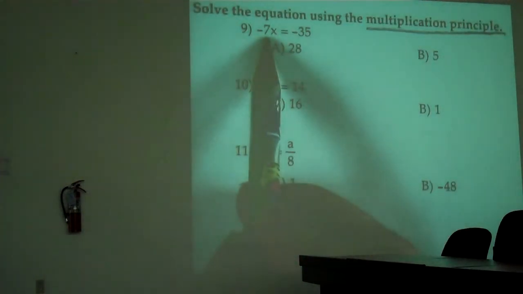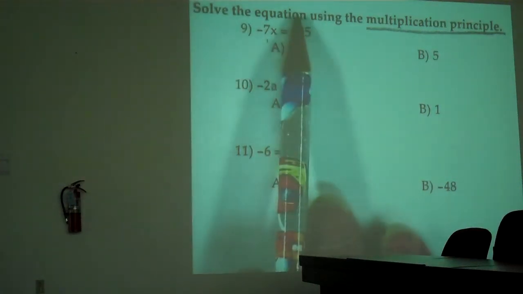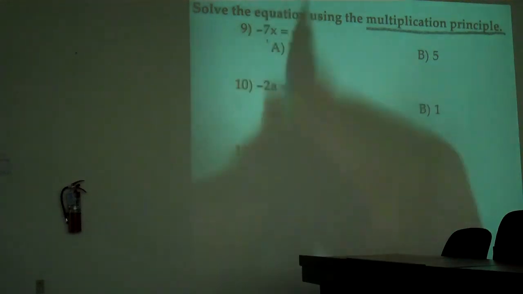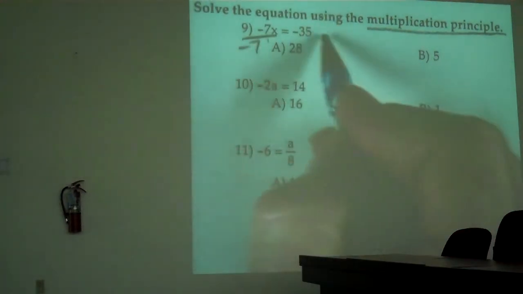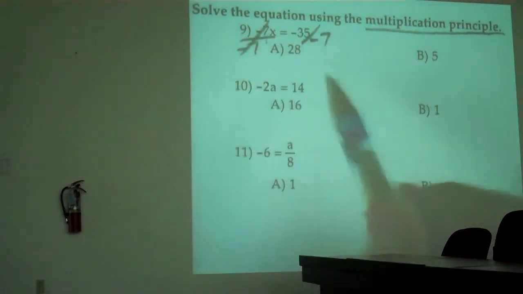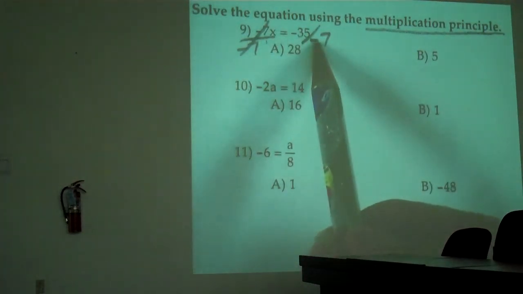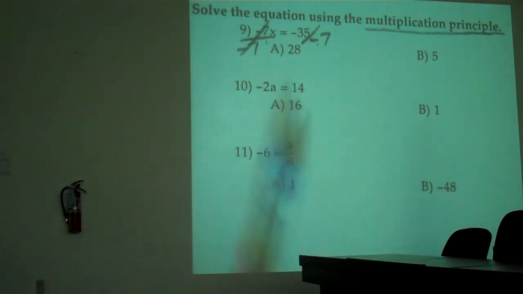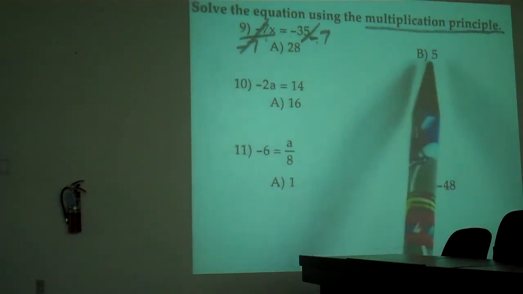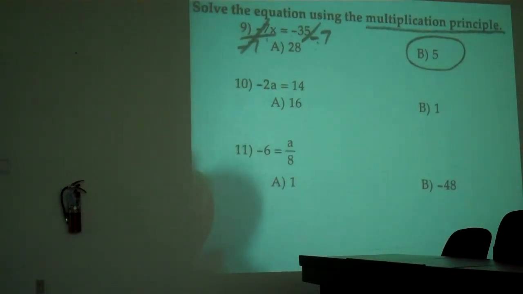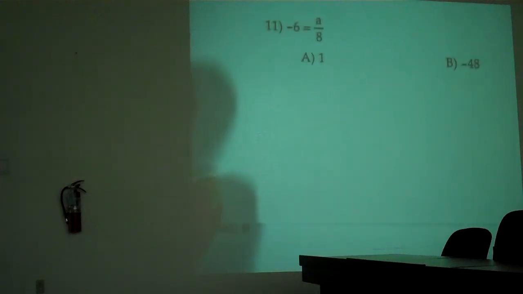Okay, the first one, negative 7x equals negative 35. What are you going to be doing? Divide by negative 7, right? So negative divided by negative? Our answer will be positive 5, right? So 10, you'll be dividing by negative 2, right? Okay, what about 11?